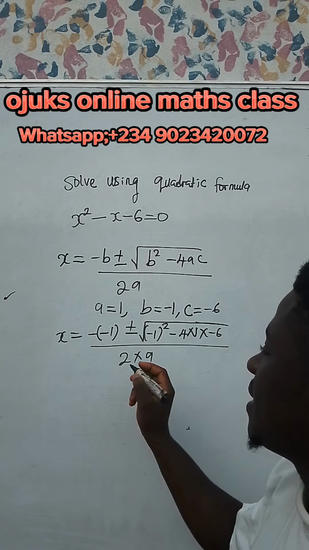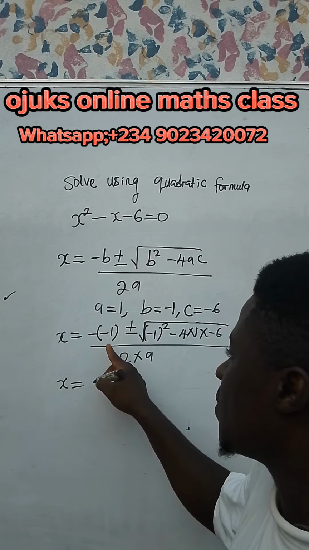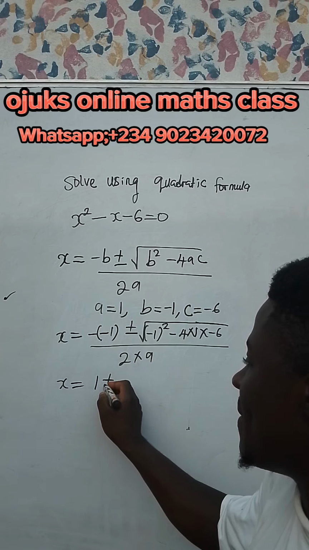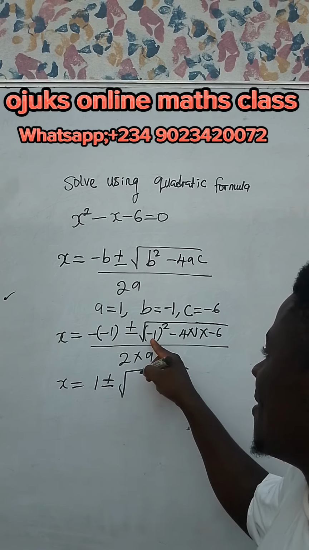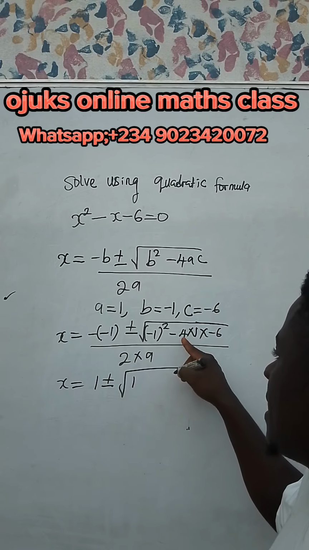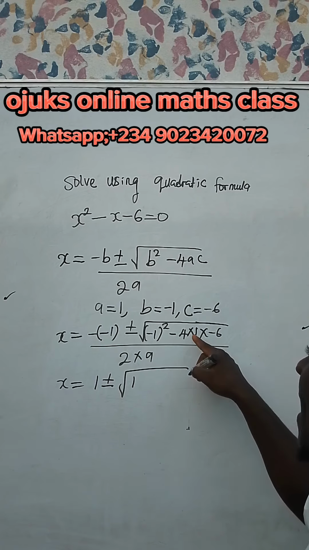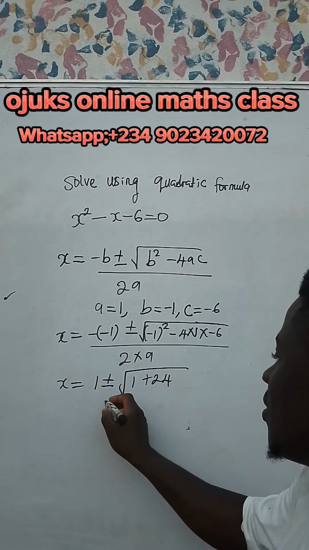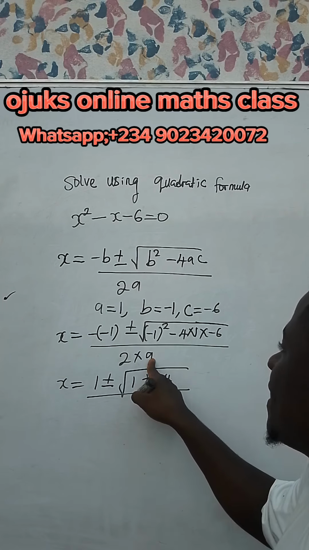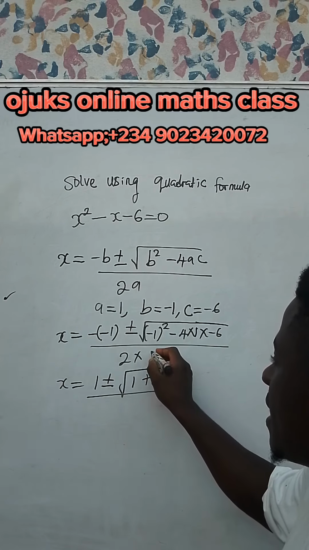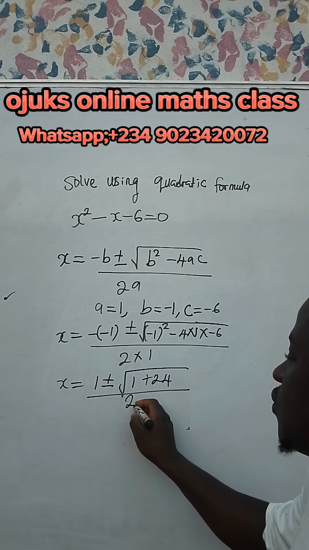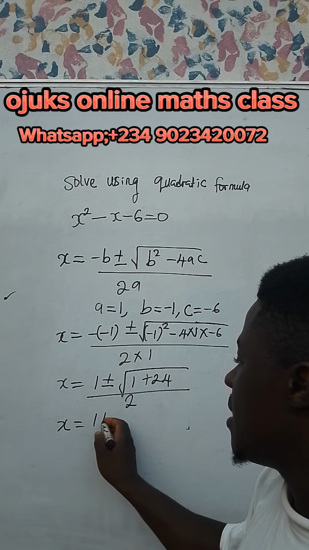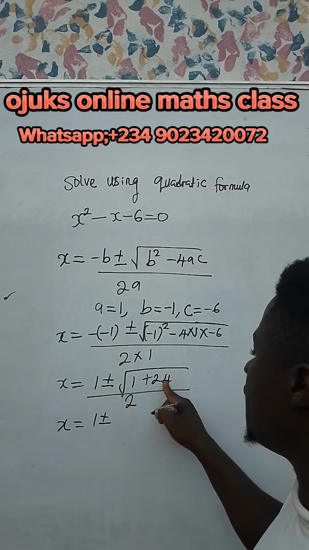So let's keep solving. We have that x equals negative times 1, negative 1, which is positive 1. So we have 1 plus or minus the square root of minus 1 squared, which is 1. Then minus 4 times 1 is minus 4. Then minus 4 times minus 6 is plus 24, all divided by 2 times a. Remember, a is 1, so 2 times 1 is 2.